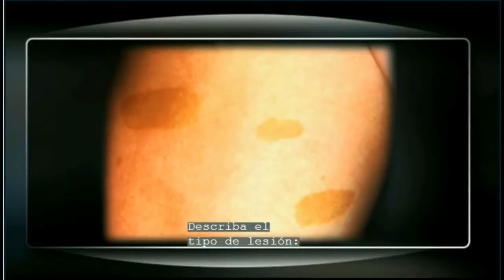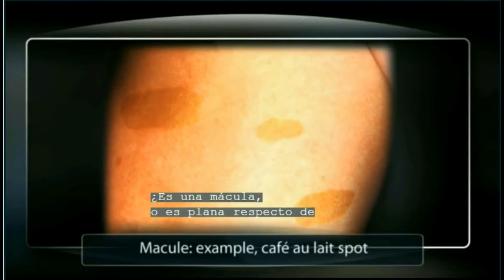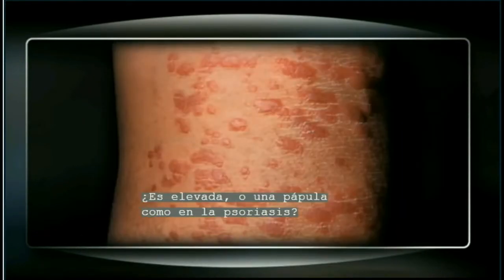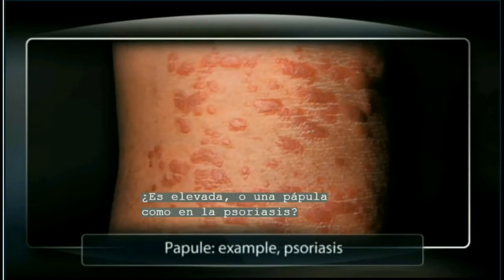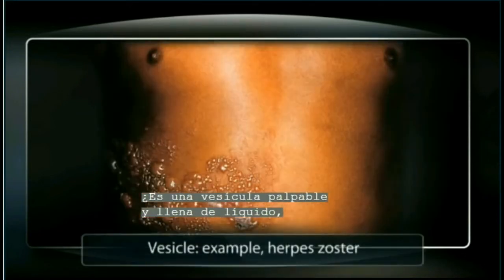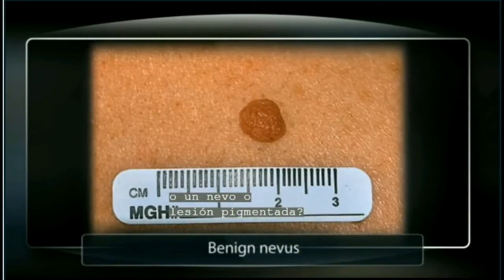Describe the type of lesion. Is it a macule, or flat on the skin surface, like a cafe au lait spot? Is it raised, or a papule seen in psoriasis? Is it a vesicle that is palpable and fluid-filled, or a nevus or pigmented lesion?